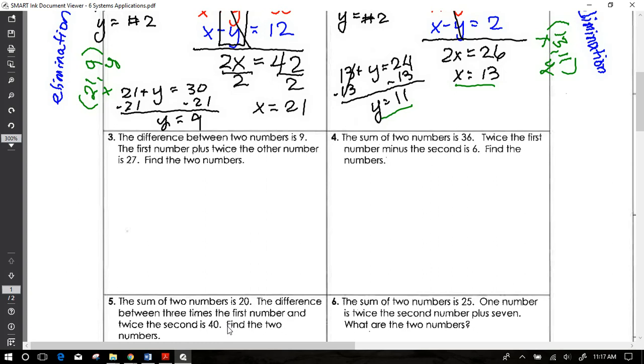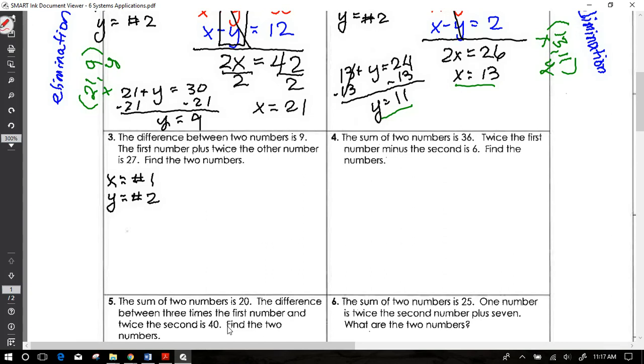The difference between two numbers is 9. The first number plus the second number is 27. Find the two numbers. So the two things that I do not know is these two numbers. I always identify which is which because if they ask me to find the second number or the larger of the two numbers or whatever, then I can just quickly refer back to what is x representing and what is y representing.